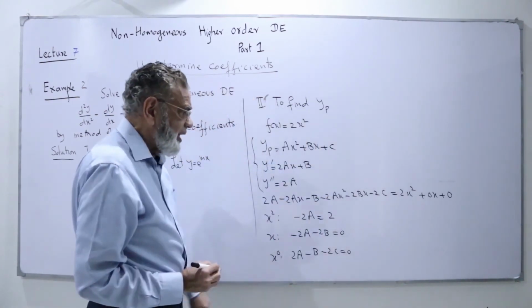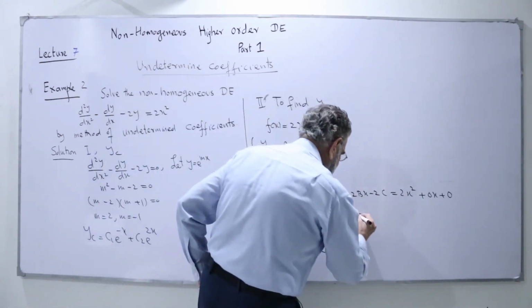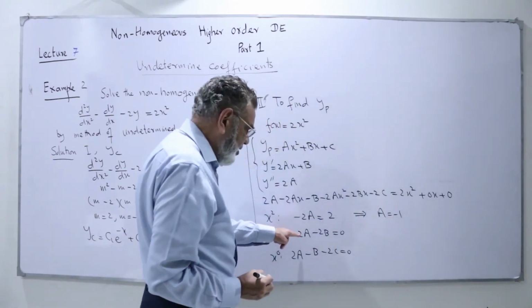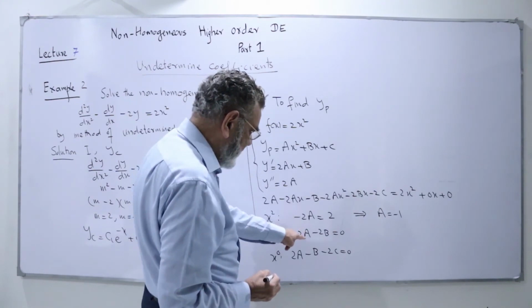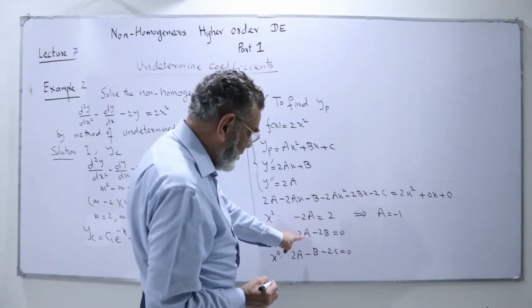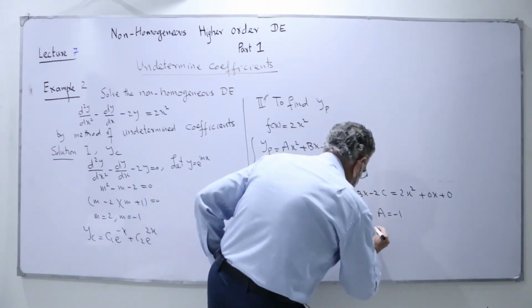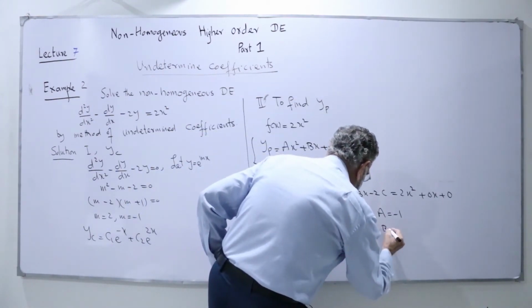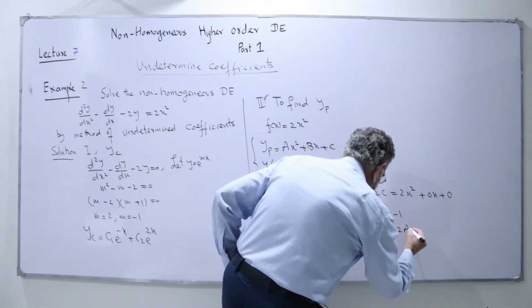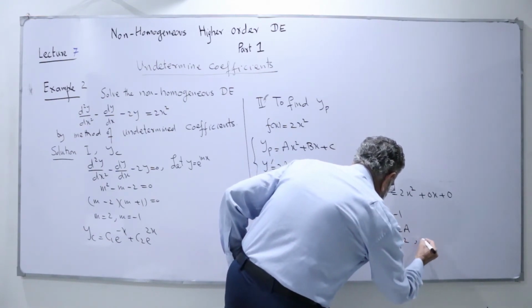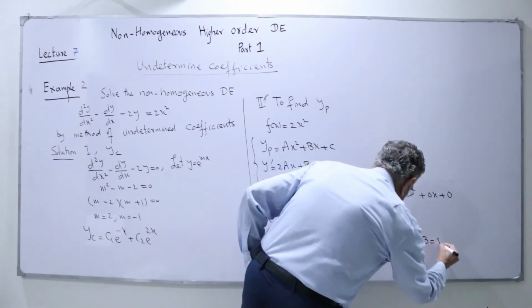From the first equation I can find the value of a, which implies a is equal to minus 1. Then for the value of b, we can see here minus 2b, minus 2a. We put the value of a as minus 1, this becomes 2. So 2 minus 2b is equal to 2a, and we get minus 2b is equal to minus 2, and that gives me b is equal to 1.